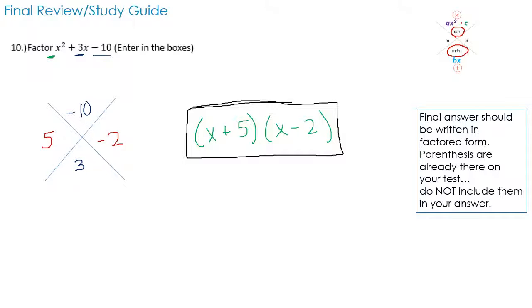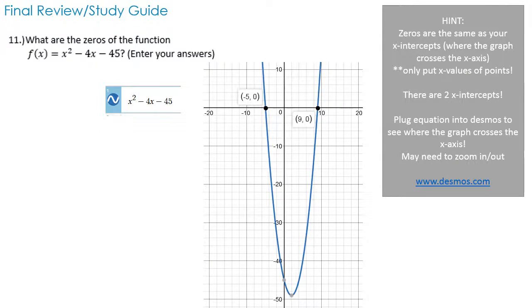For number 11, we're asked what are the zeros of the function. And this is just like number 2. So remember, zeros are the same thing as the x-intercept. So where it crosses the x-axis. And we're only going to put the x values of our points. Since we have a quadratic function, so the exponent's 2, we're going to have 2 x-intercepts.